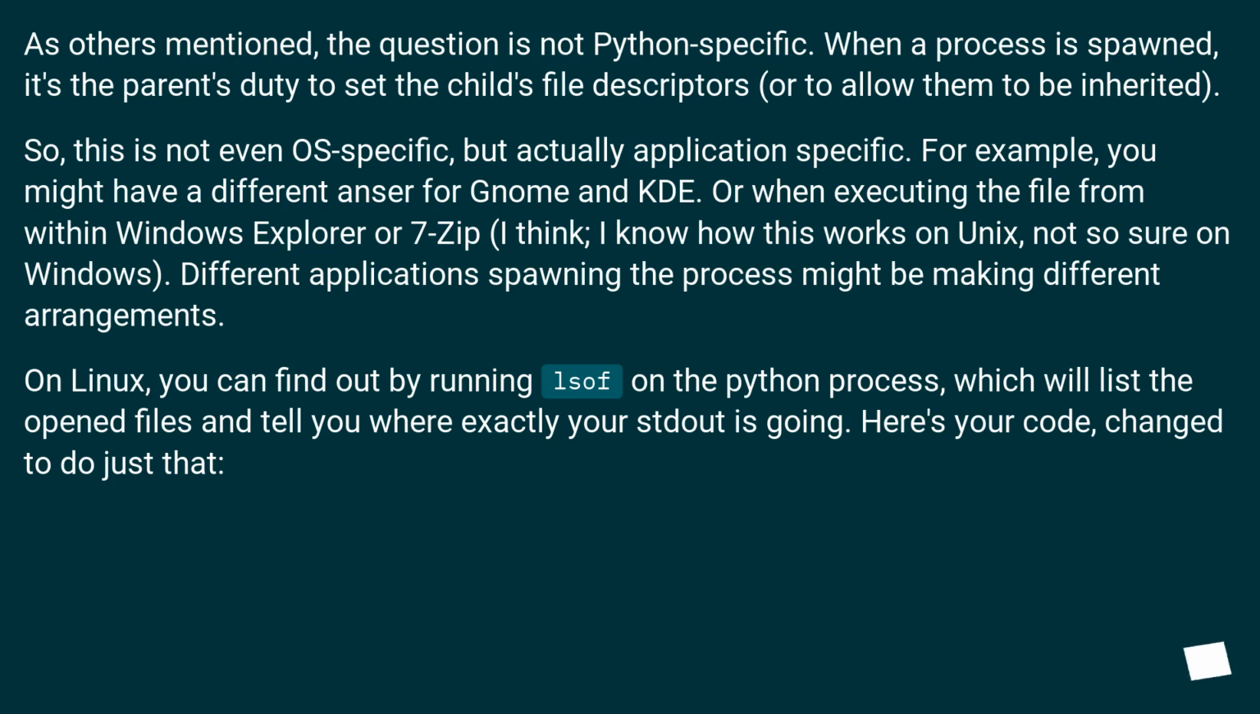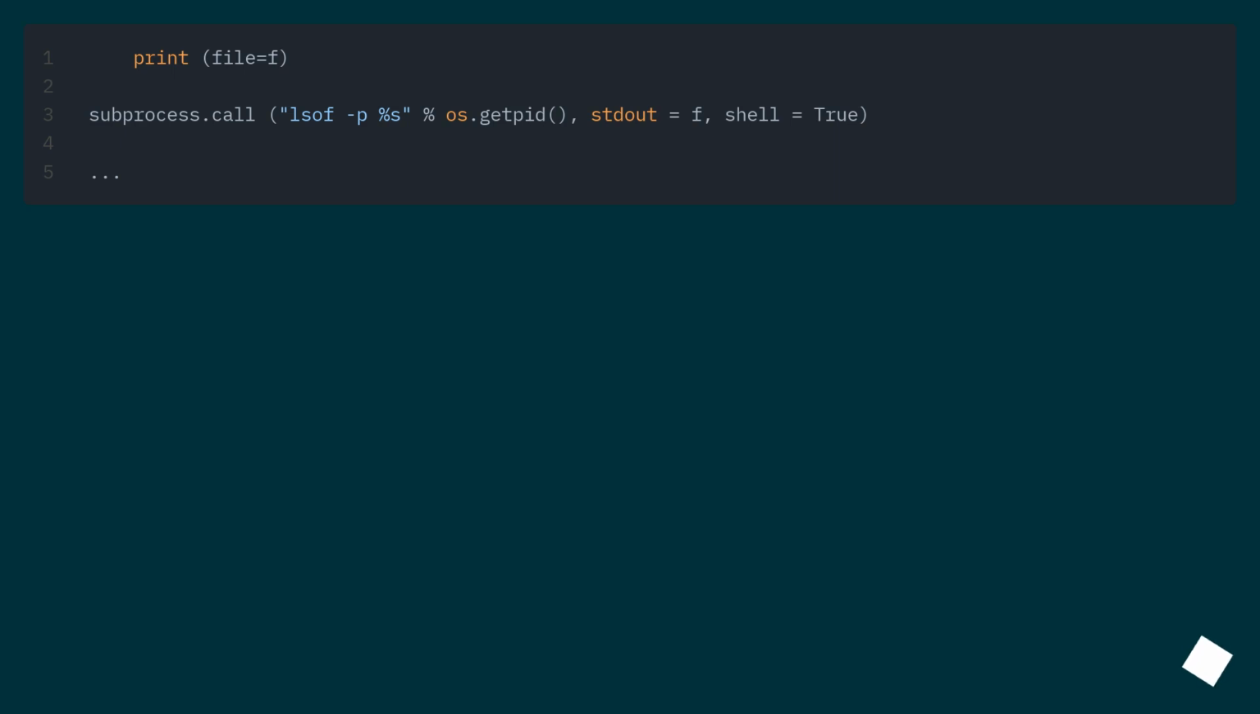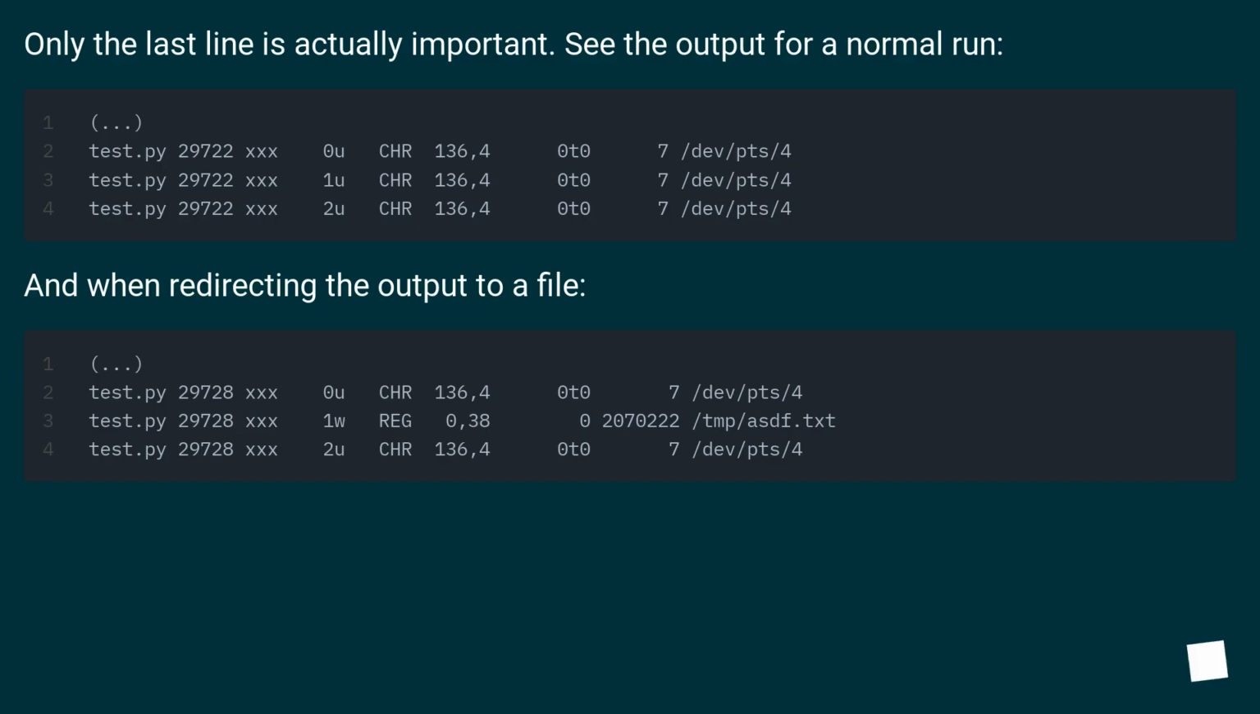Here's your code, changed to do just that. Only the last line is actually important. See the output for a normal run, and when redirecting the output to a file.